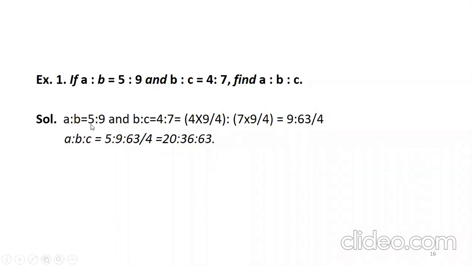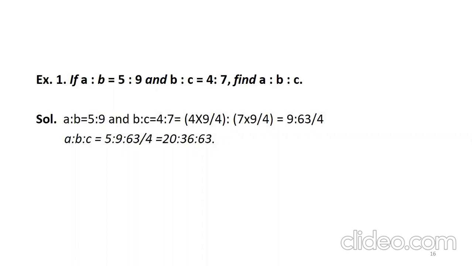Now A is to B is equal to 5 is to 9 and B is to C is equal to 4 is to 7. The common term between the two ratios is B. So now A is to B is 5 is to 9 and B is to C is 4 is to 7. In the second ratio also, the B term is a common term. If B is 9, then we can write the ratio as 5 is to 9 is to 7.